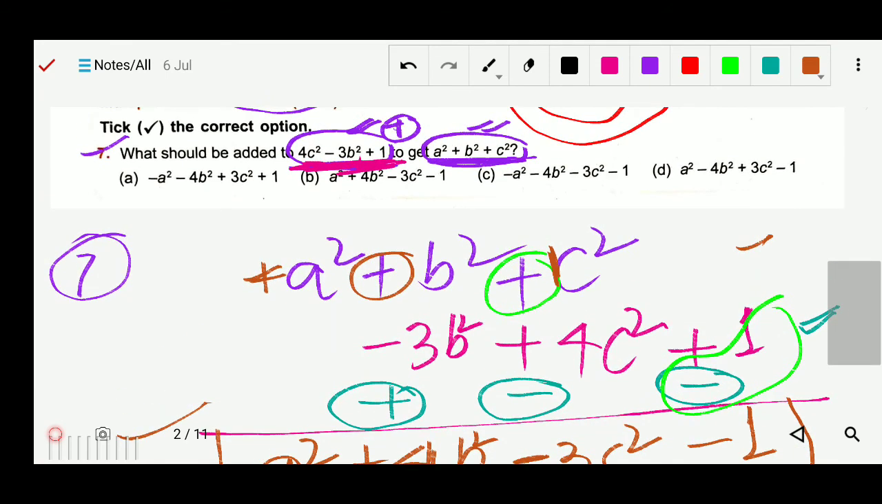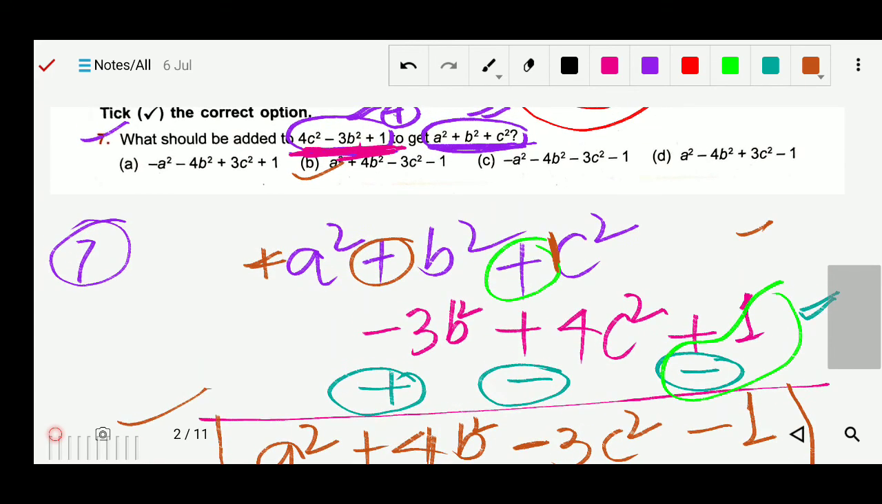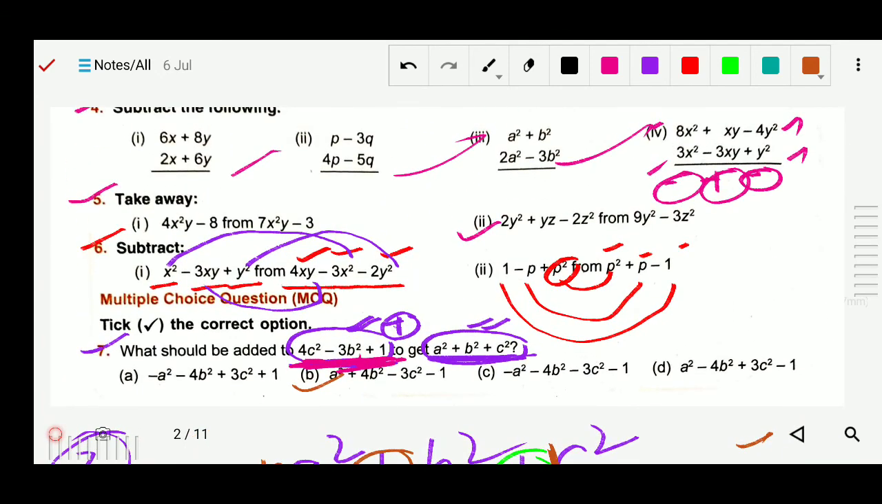This is option B, which is your correct answer: a square plus 4b square minus 3c square minus 1. So you can solve this exercise 40b. Okay.